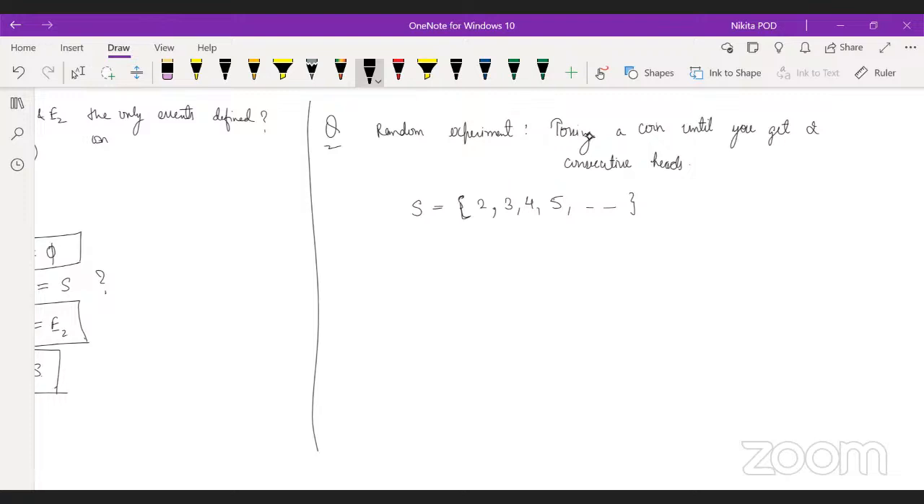Actually, here the question, I think it shouldn't be like this. Maybe it is tossing a coin until you get 2 consecutive heads. So if you are tossing a coin 2 times, you will see head head, head tail, tail head, or tail tail. If you toss the coin 3 times, then you will have all these outcomes, head head head, head head tail, and so on. So to get 2 consecutive tails or 2 consecutive heads, you need to toss your coin at least 2 times. That is why we are starting from 2, 3, 4.